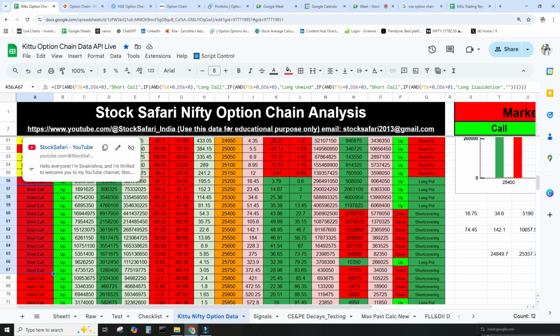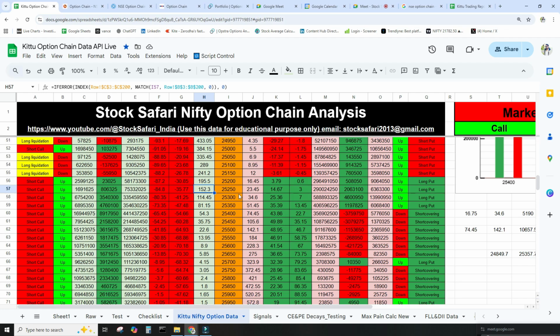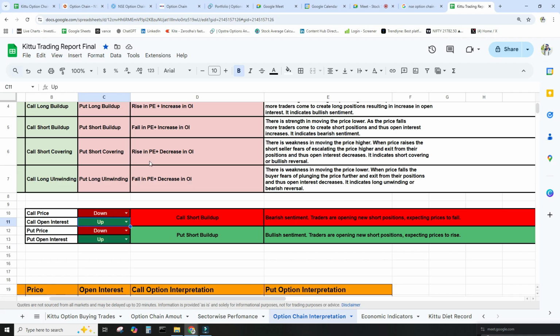So always follow the big players in the market. If you really want to make money, always respect big players. Identify the option writers in this data. I know at first, at the initial levels, it would be very difficult for you to understand what is happening in the market, but always try to identify the option sellers here.